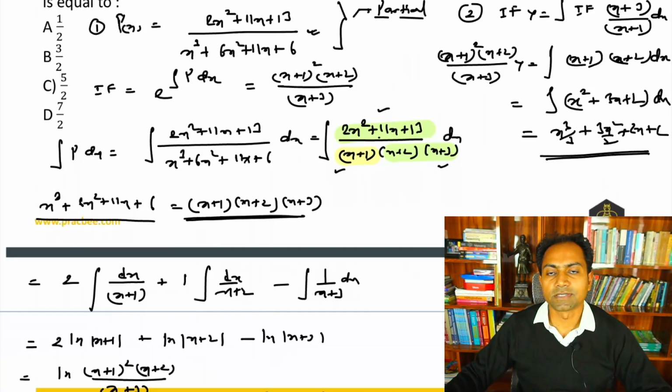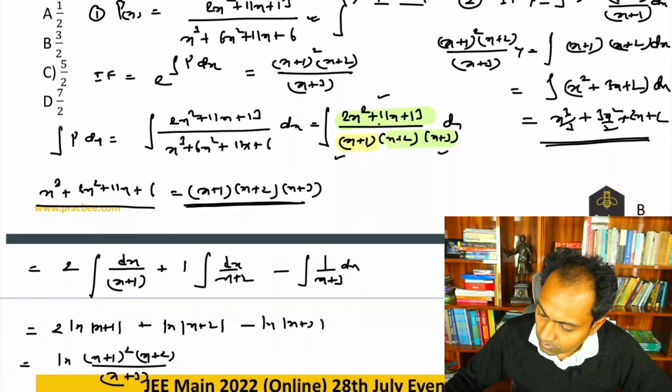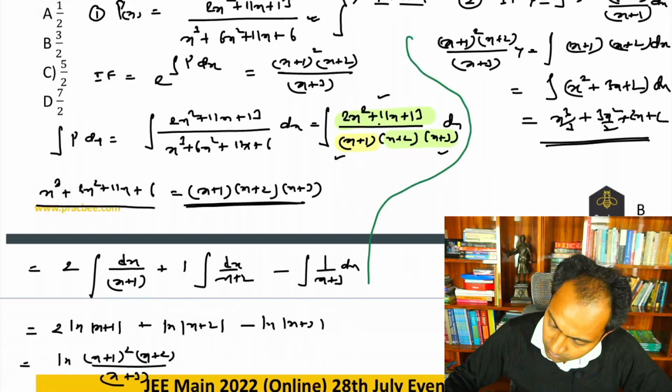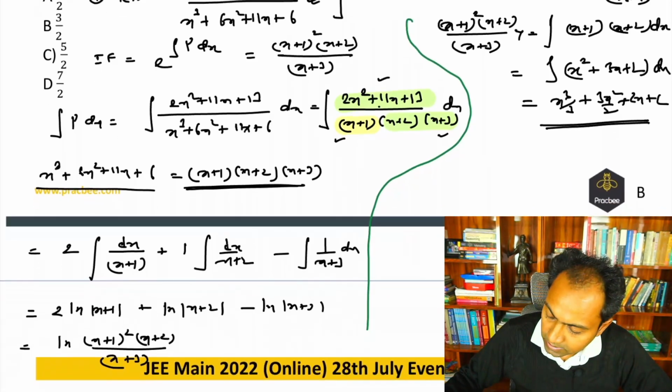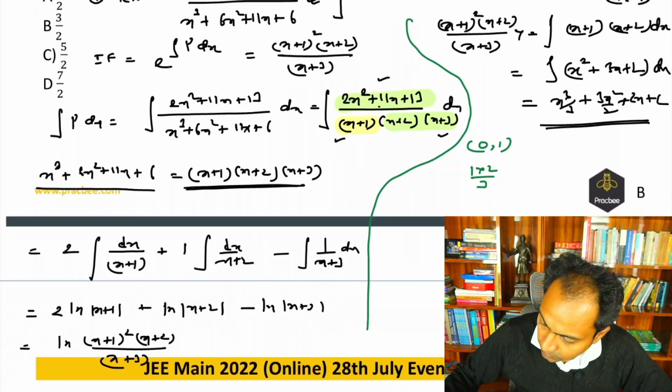Once you have got this, in the next step, we know that this curve passes through (0, 1). So if I take this, and in this, if I put (0, 1), I will get the value of c. So x equal to 0 if you put, the left hand side becomes 1 into 2 by 3 into y, which is nothing but 1. Now on the right hand side, this becomes c. The value of c is nothing but 2 by 3.